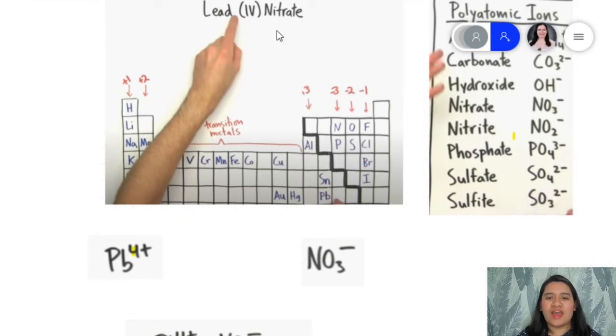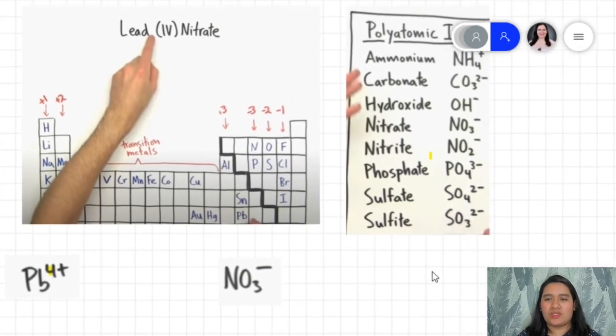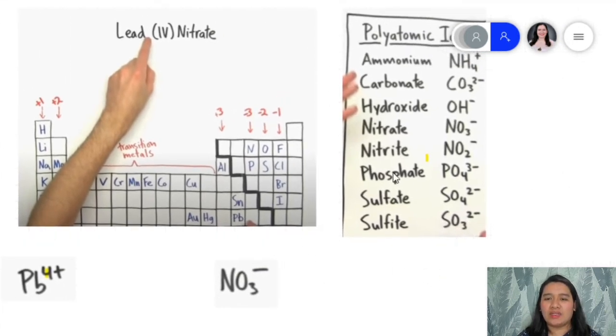For example, we have lead 4 nitrate. Lead is Pb, and it has a positive 4 charge, Pb4 plus. Then we have the nitrate, which is an example of a polyatomic ion. What is the symbol for nitrate? Nitrate is NO3 negative, meaning it has a negative 1 charge.